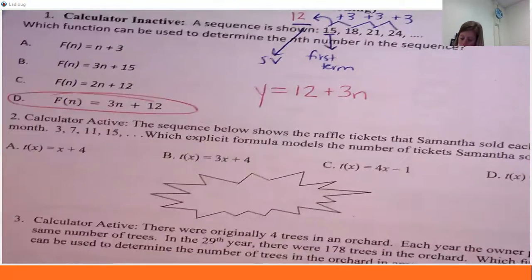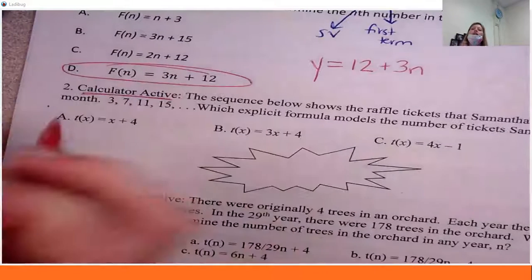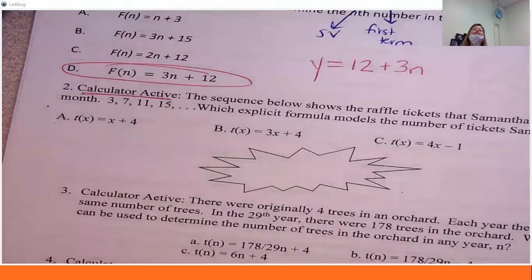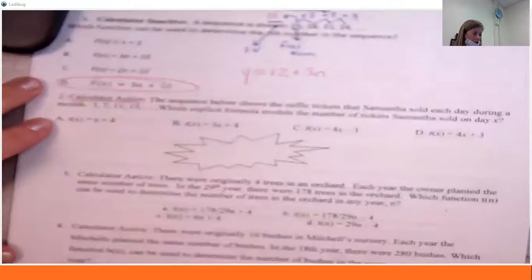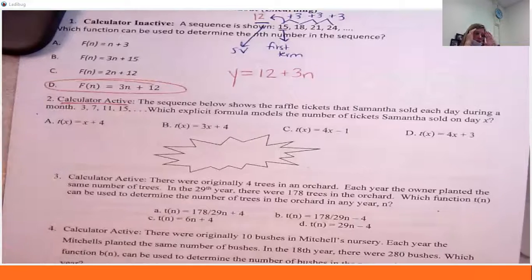Okay. Number 2, calculator active. When you see the words calculator active, what else does that mean? Desmos active, okay? The sequence below shows the number of raffle tickets that Samantha sold each day during the month. Which explicit formula models the number of tickets Samantha sold on day X?